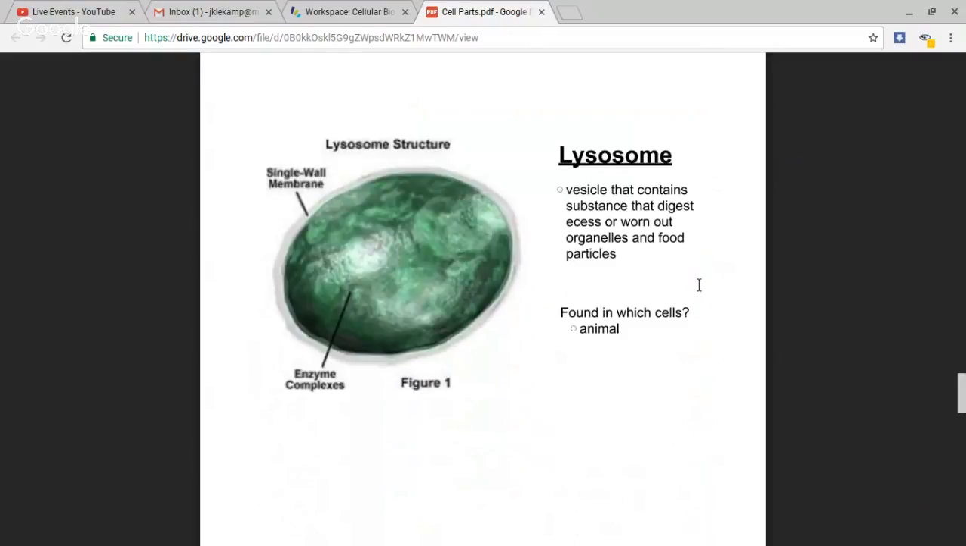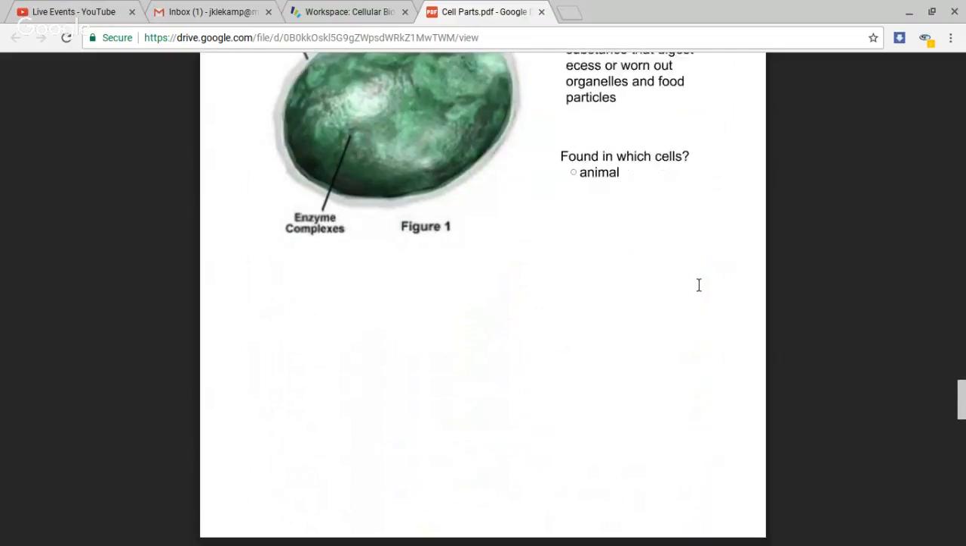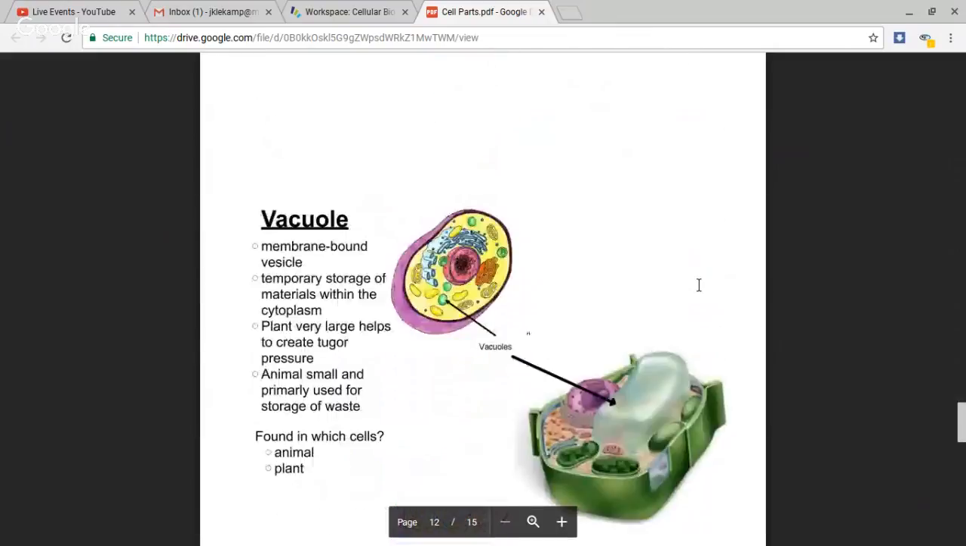rough ER. So the lysosomes, only found in animal cells, are a vesicle, basically an organelle that contains substances that can help digest excess or worn out organelles or food particles. When we bring vesicles into the cell, sometimes we have to break down the walls to get to that solid particle or that liquid particle that we bring in. So lysosomes help with that.